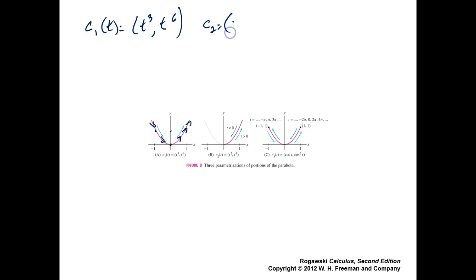C2 is t squared, t to the 4th. And we're going to assume all real numbers. So give me a t. 0, 0. Okay, I found that one. Next. 1, 1. I got that one. Okay, it seems to be going in the direction of the light blue arrow so far. Give me another one.